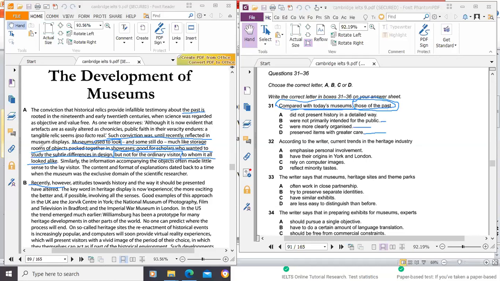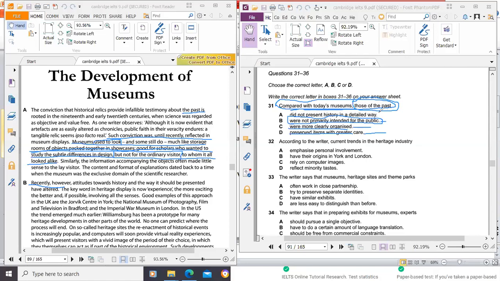Now, this is a distraction. Packed together in the showcases, so if you're in a rush, you'd probably be more likely to find things organized. I don't know what can lead you to that or this or that. But now, not for the ordinary visitor. This is clear, to whom it all looked alike. So compared to today's museums, those of the past were not primarily intended for the public.